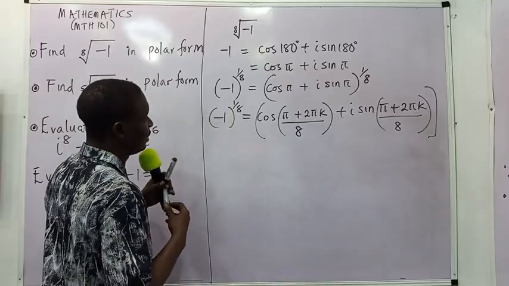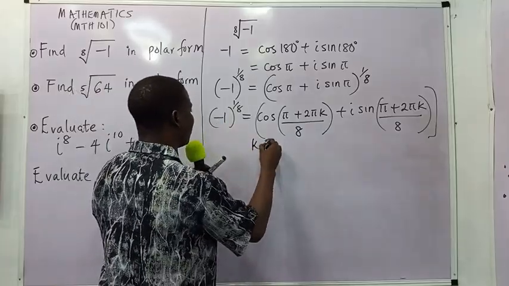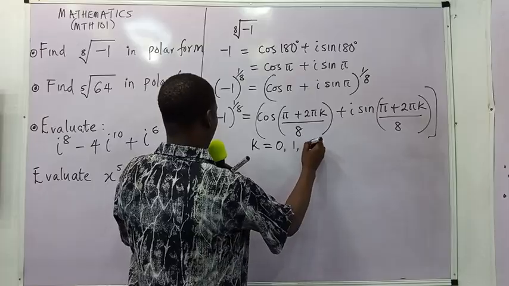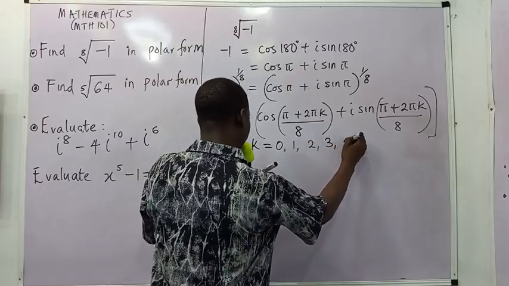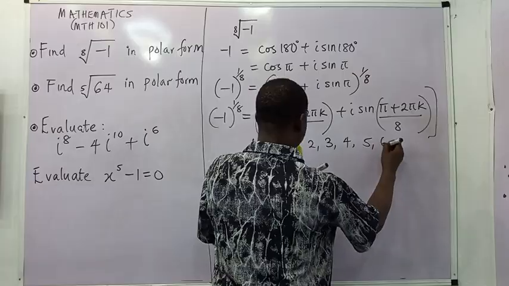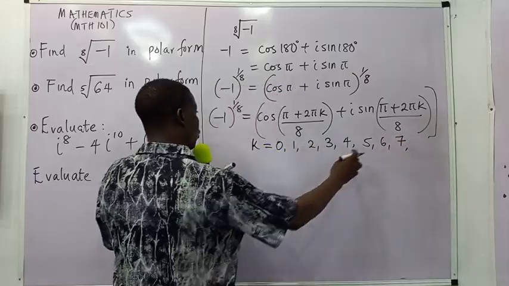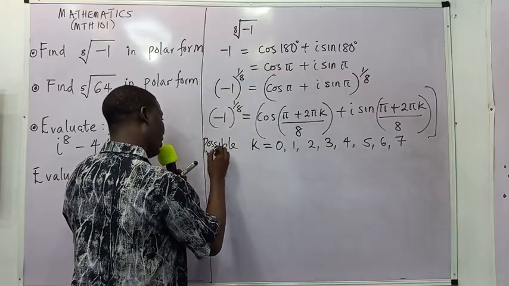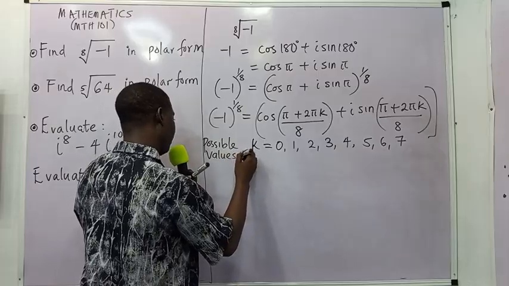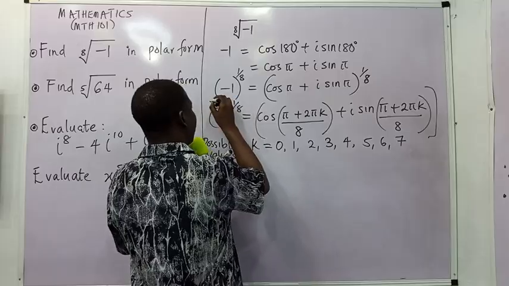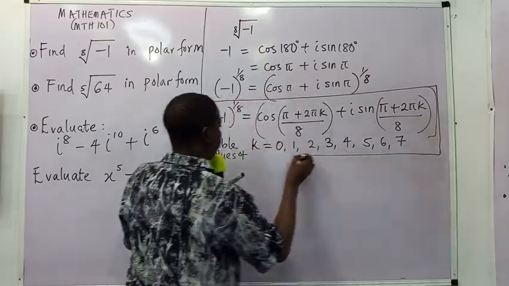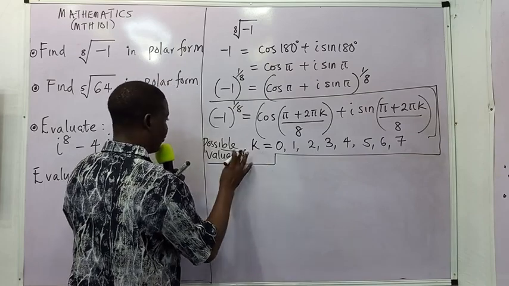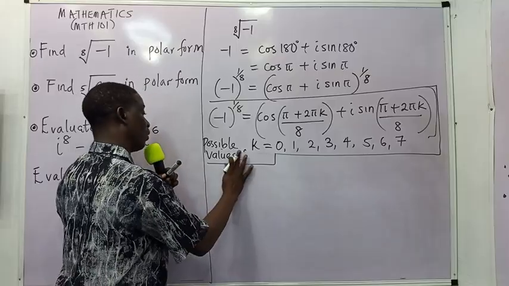Now the answer to this question, what is your k value? Your k value can take 0, 1, 2, 3, 4, 5, 6, 7, for all the possible values of k. So this will not be your answer for this question. Most of the times they will not break it down for you. So these are all possible values of k.